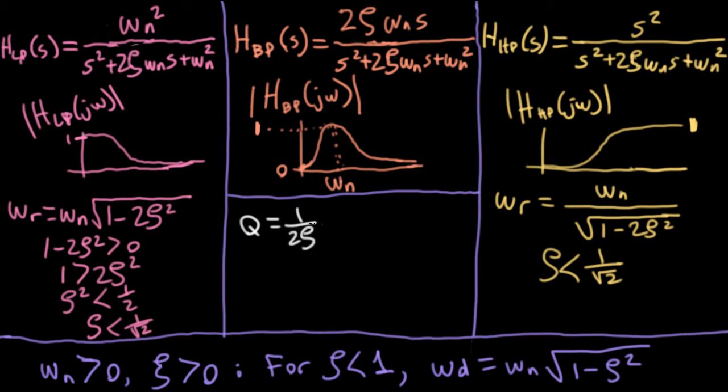Now, there is an alternative parameterization for the damping factor called the quality factor, and the quality factor Q is given by 1 over 2 zeta. So similarly, you can convert back to zeta by computing 1 over 2Q.